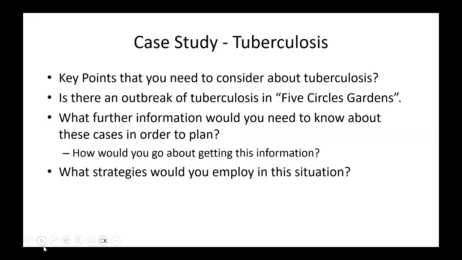What are some of the key points you need to consider about TB? Is there an outbreak of tuberculosis in 5 Circles Garden? What further information would you need to know about these cases in order to plan? How would you go about getting this information? And what strategies would you employ in this situation?